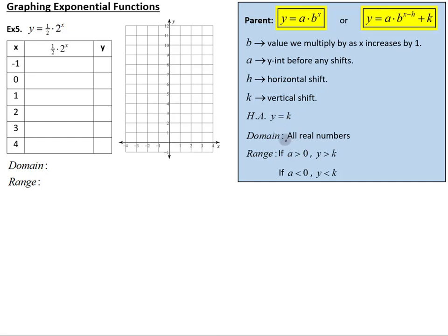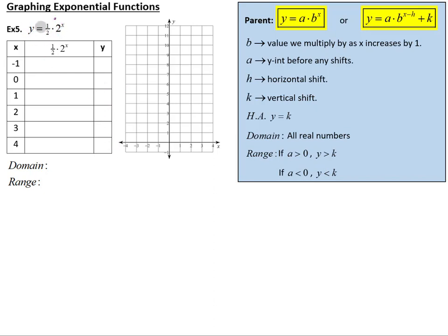The domain of this, you can plug in any value for x you want. There are no restricted values, so it's always all real numbers. And the range depends: if a is positive, my graph's going up, so y has to be above my horizontal asymptote of k. And if a is negative and we have an upside down graph, it will be less than, but we'll see that from the graph.